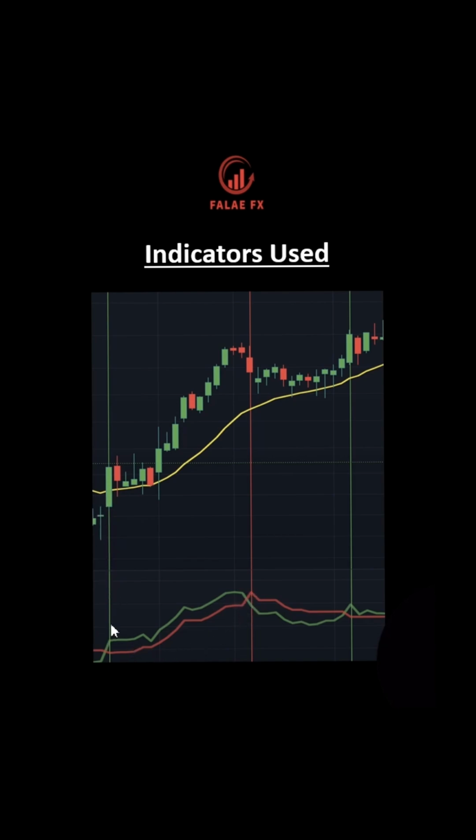But these two indicators need to correspond for you to do anything. So price crosses and closes above the moving average. The green line crosses above the red. That's your signal to buy. And this ends up in a nice trend.